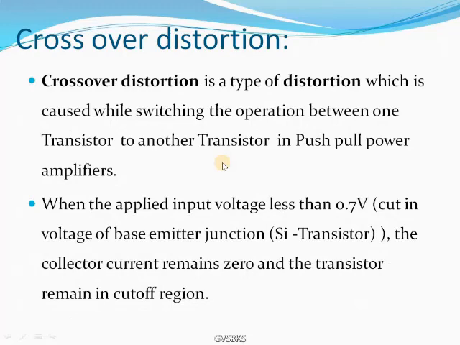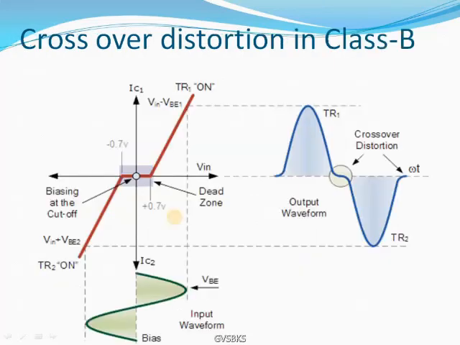Why this distortion occurs: when the applied input voltage is less than 0.7 volts, which is the cut-in voltage of a base emitter junction, this is 0.7 volts for silicon type transistors and 0.3 volts for germanium type transistors, the collector current remains 0 and the transistor remains in the cutoff region. So when the input voltage is in the range of 0 to 0.7 volts, the transistor will be in the off state. Because of that, we get no output. This results in a distortion. Let us understand the crossover distortion through this diagram.